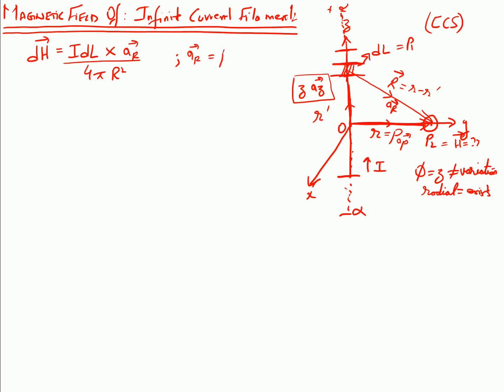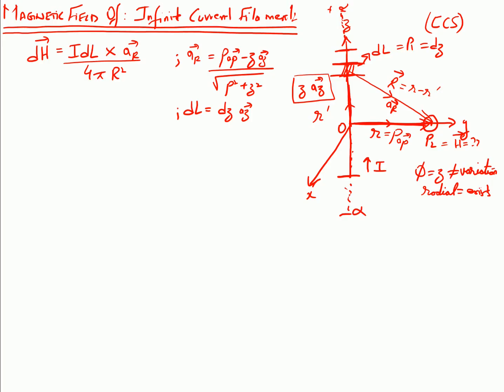So it is going to be rho A rho minus Z A of Z, and the magnitude of these elements, which is rho square plus Z square. So this is the value of a unit vector. We can also represent dl in its differential components along the z-axis as dz along a of z. So these are the two things that we can use.